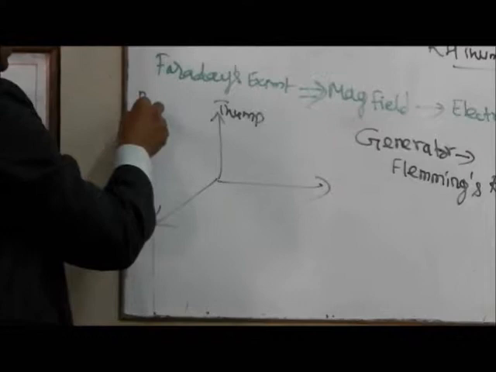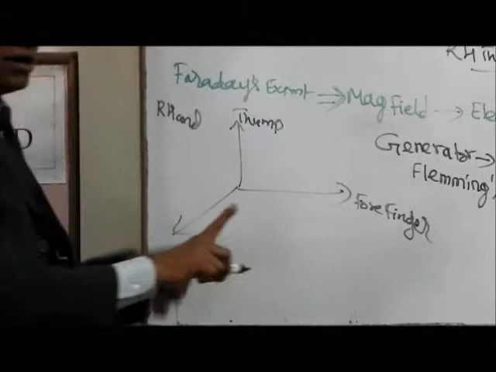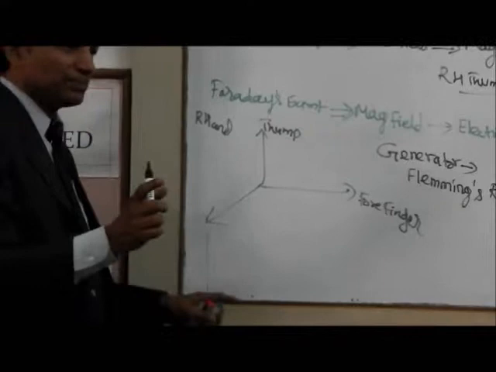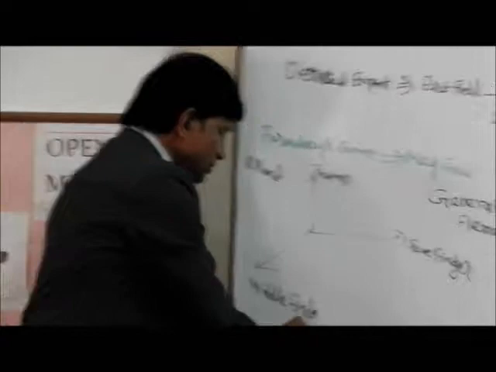After the thumb, the next finger is the forefinger. You call this the first finger, forefinger or index finger. There are only four fingers; the thumb is not a finger. The third one is the middle finger. All three should be perpendicular to each other.